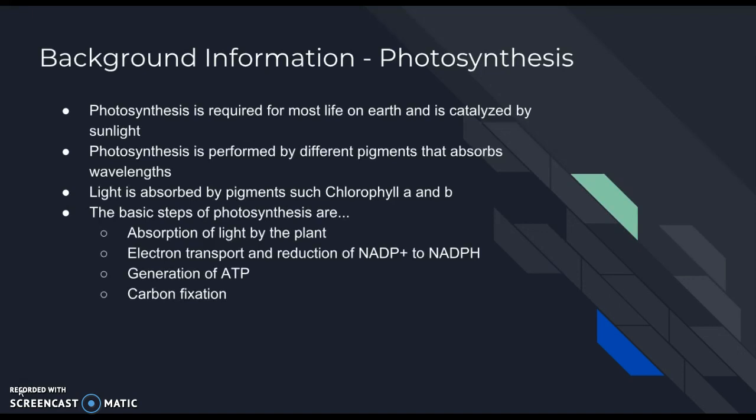A and B. And the basic steps of photosynthesis are: 1, absorption of the light by plants. So the light, the photons, will hit the plant and they'll go into photosystem 2. And then electron transport and reduction of NADP plus to NADPH. Then generation of ATP from that. And then the last step is carbon fixation, which is carbon dioxide being converted into carbohydrates.